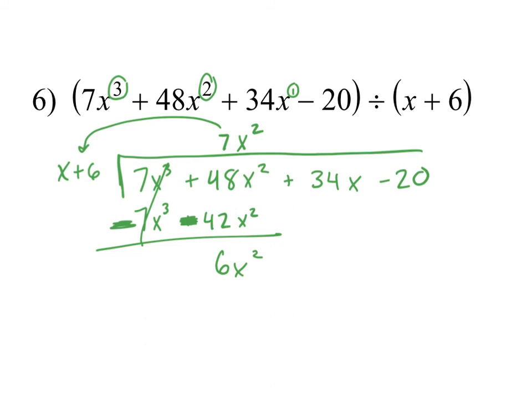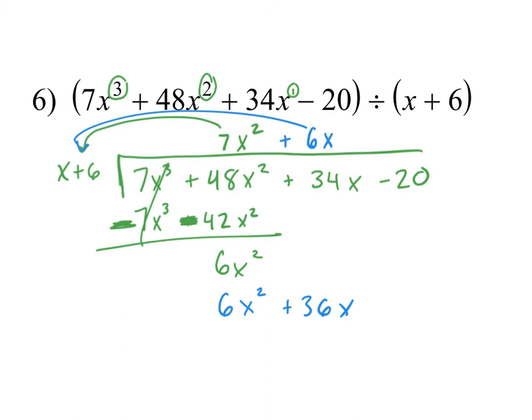So then what do we do next? Bring the 6x to the top. Awesome. So what times x gives us 6x squared? That would be 6x. What do we do once we write the number up top? Multiply by everything outside. So 6x times x is 6x squared. What's 6x times 6? 36x.